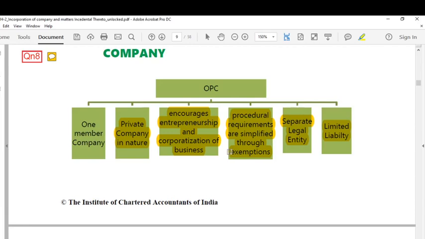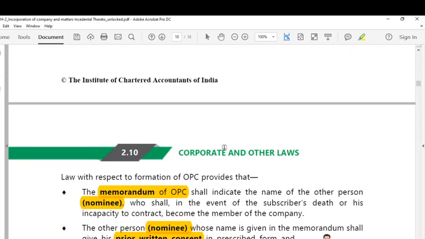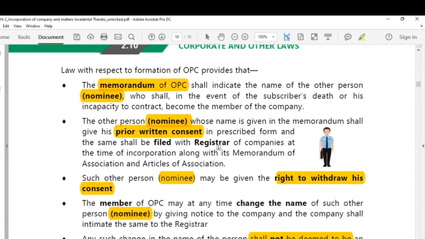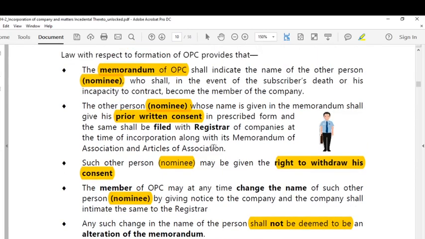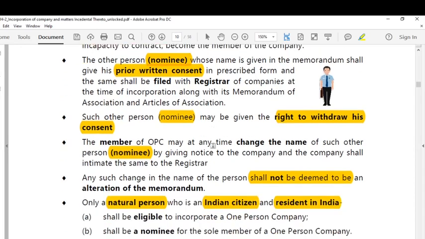After giving this small introduction, you need to write the 12 special provisions which are given. The first provision is with regard to the nominee. The nominee name should be mentioned in the memorandum. Very simple. That is the first provision. And the second provision is that while filing that memorandum, the prior written consent of the nominee also should be filed with the registrar. That is the second special provision.